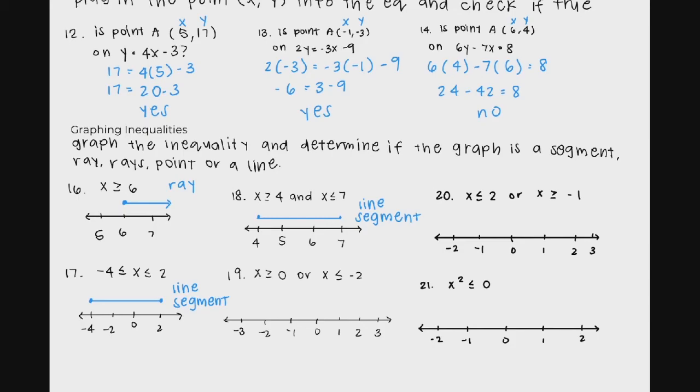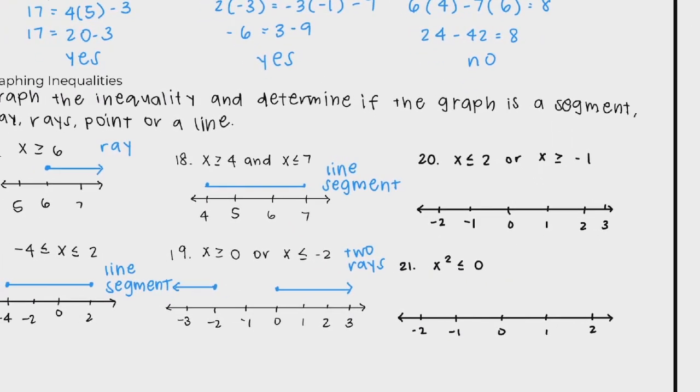Next we have x is greater than or equal to 0 or x is less than or equal to negative 2. For the first inequality, we want the points to the right of 0 because that's where it's greater than 0. And then for the second one, it says x is less than or equal to negative 2, so we want the points that are to the left of negative 2 since it's less than. So here we have 2 rays.